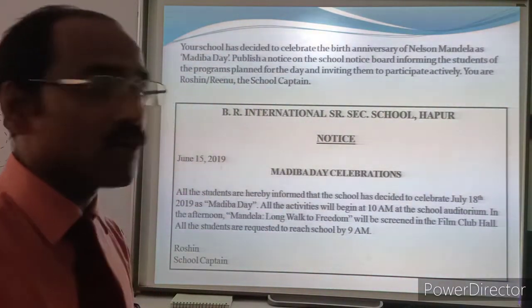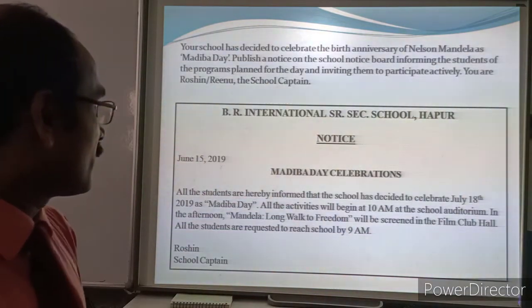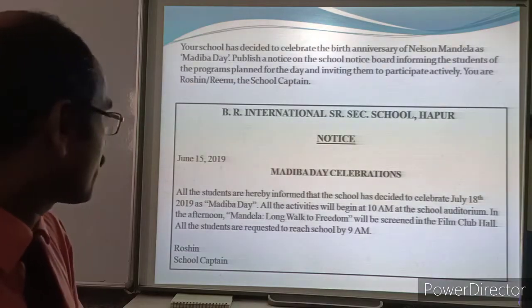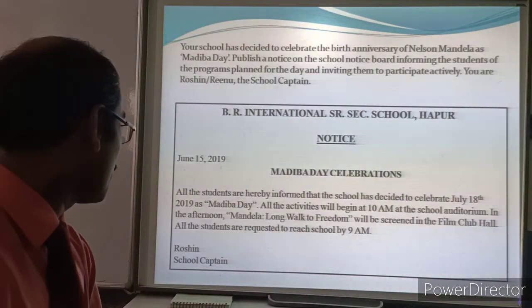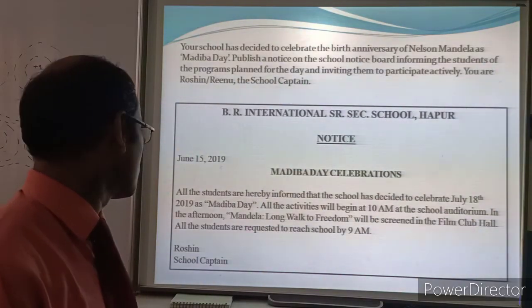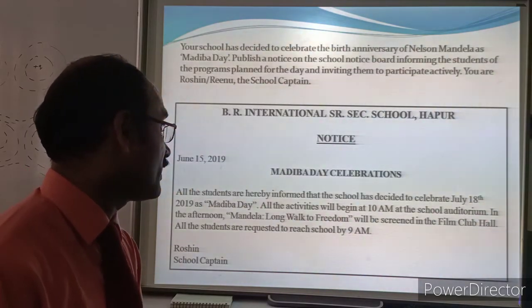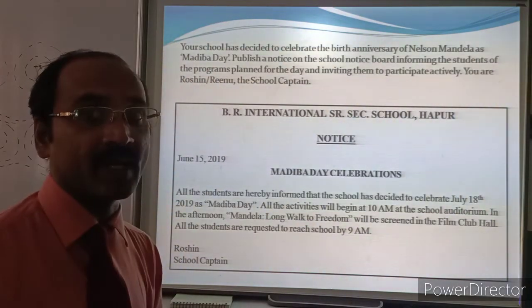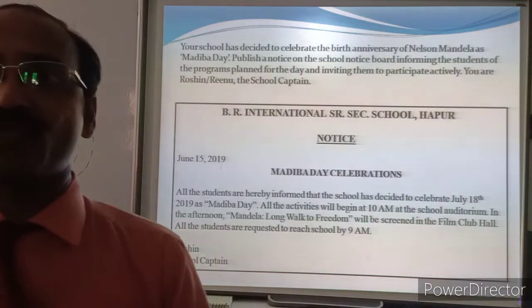We write National Senior Secondary School, Hapur. Notice and date. And what is the caption? Madiba Day celebrations. Then you will make the content here. All the students are hereby informed that the school has decided to celebrate July 18, 2019 as Madiba Day. All the activities will begin at 10 a.m. at the school auditorium. In the afternoon, Madiba Mandela Long Walk to Freedom will be screened in the Film Club Hall. All the students are requested to reach school by 9 a.m. Then Roshan, school captain. So this is the way we make a notice.